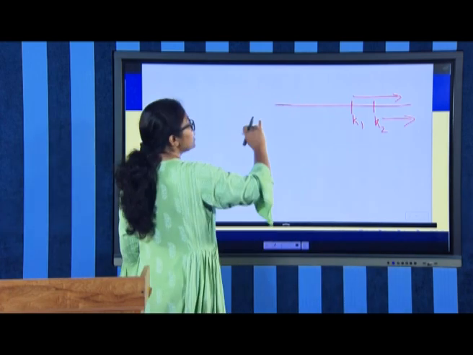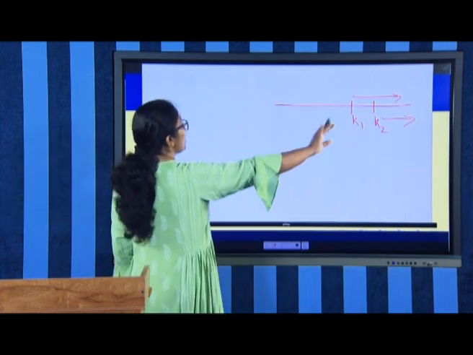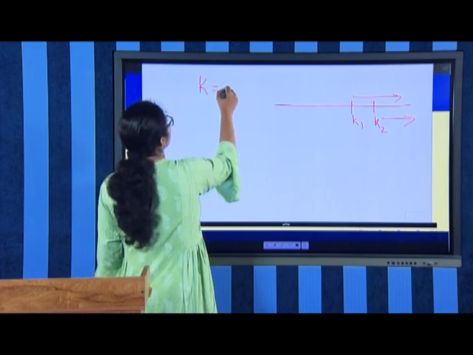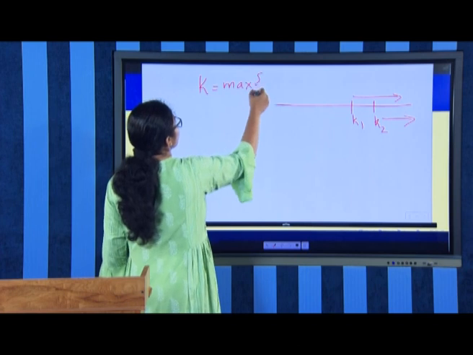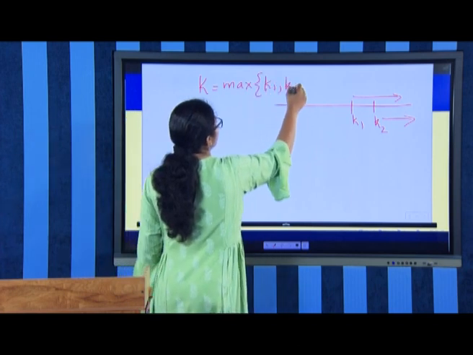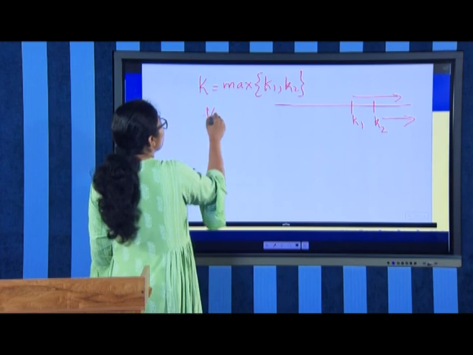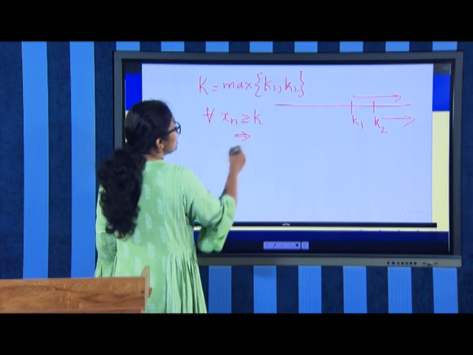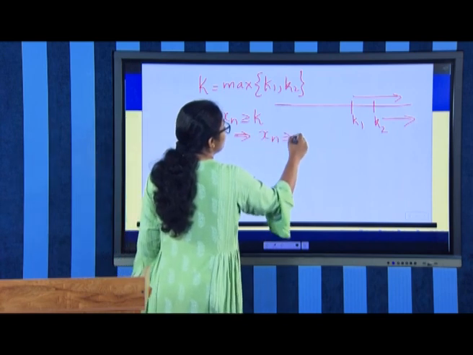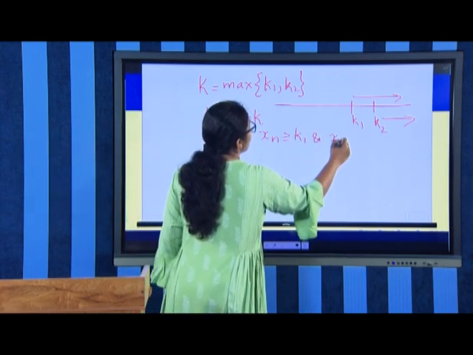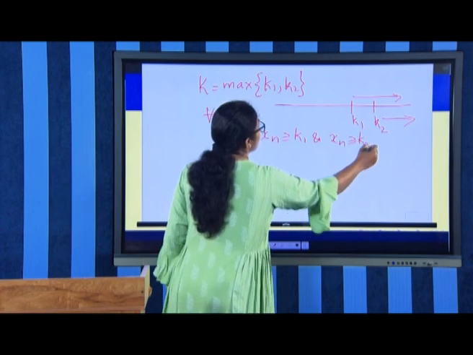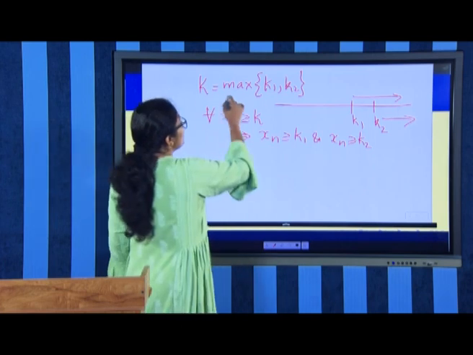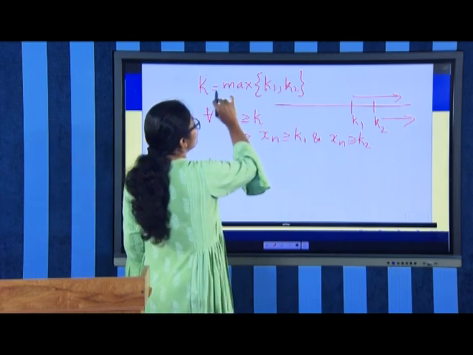that means taking the common values, we will be having some k equal to maximum of k1 and k2, so that for all n greater than or equal to k, automatically n will be greater than or equal to k1 as well as n will be greater than or equal to k2.